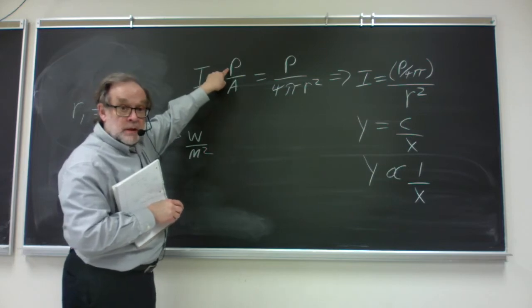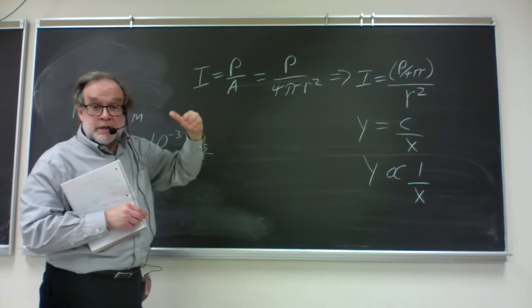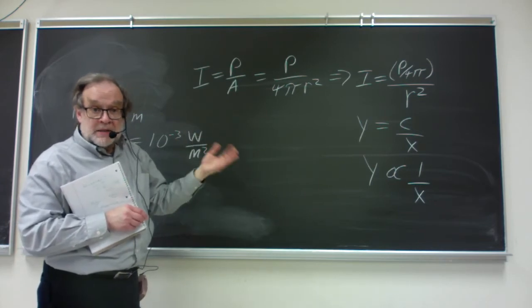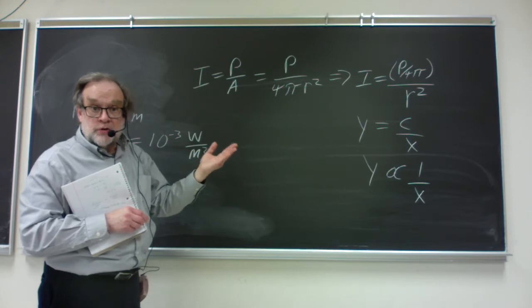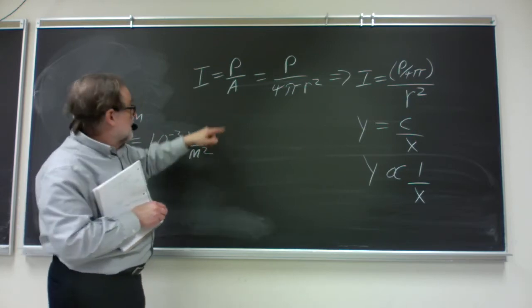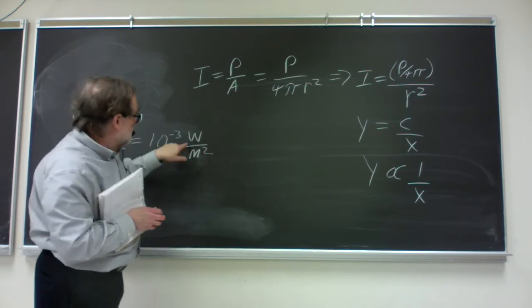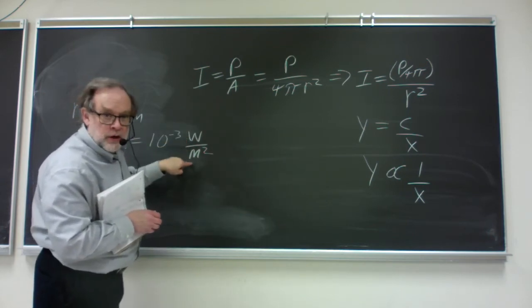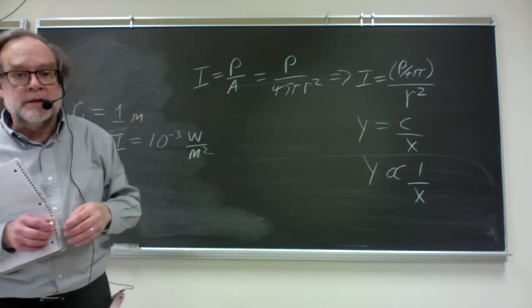Watts is our unit for power. Power is energy per time. Watts means joules per second. Unit of energy divided by unit of time. And then area, the unit for area is square meters, so units for power divided by units for area. That's the unit label for intensity.